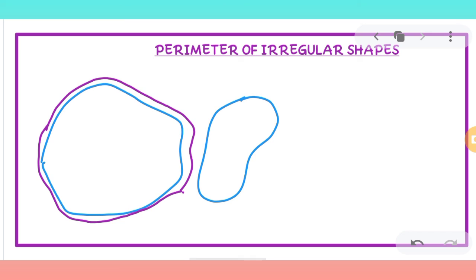Okay, we will put a thread around the complete object, then we will straighten this thread and will measure the length of this thread with any scale or any instrument. Okay, that depends on us. So afterwards, when we will measure the length of this thread by any scale, we can get the perimeter of that irregular shape. Similarly, we can do this for this shape also. We will put a thread just surrounding the shape, and then we will measure the length of this thread.